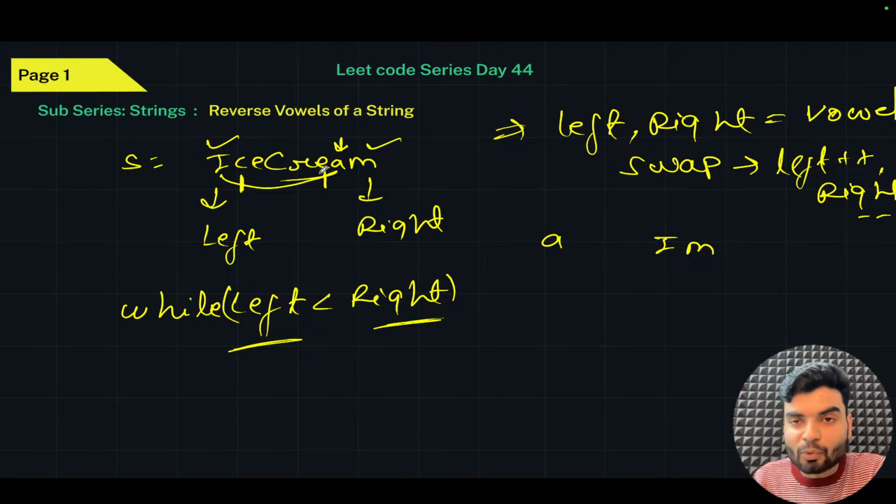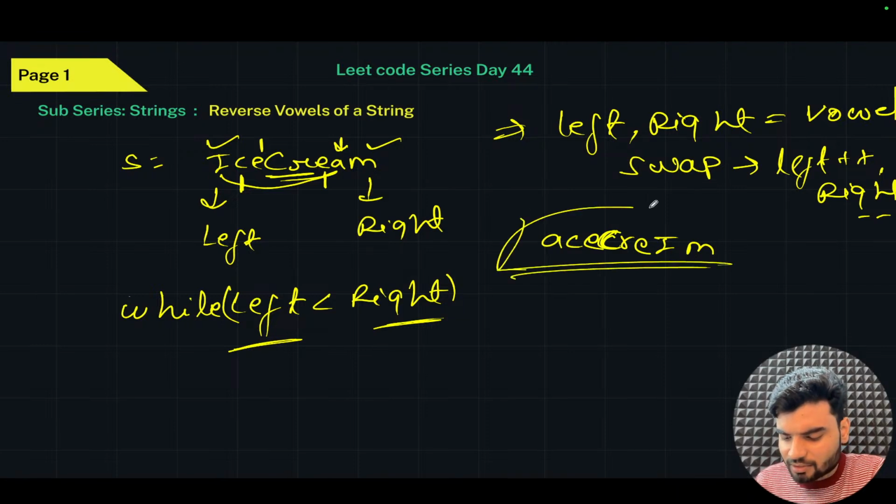Check. Right is pointing to a vowel, but left is not. Then move the left. Left will come to the E. You swap E and E, they remain the same, right? So after E you have C, then E, and the last E also stays the same. Again you have C and R, both non-vowels, so you will write C and R, CH capital. So you have this as a reversal. I hope this makes sense.